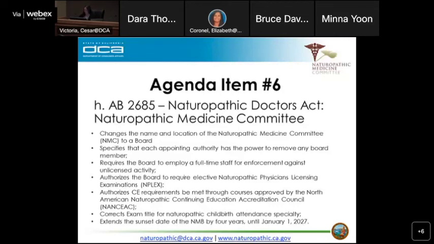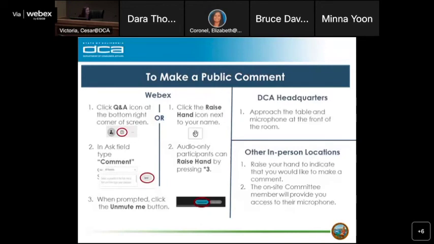The Q&A is open. Instructions on the screen: click on the question mark inside of a square, type comment in the text field, and send to all panelists. You can also raise your hand by clicking on the hand raise feature next to your name, or if you're calling in, you can raise your hand by pressing *3. No requests. Would you like me to close the Q&A? Yes, thank you.